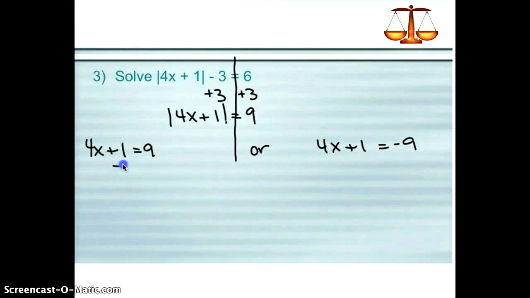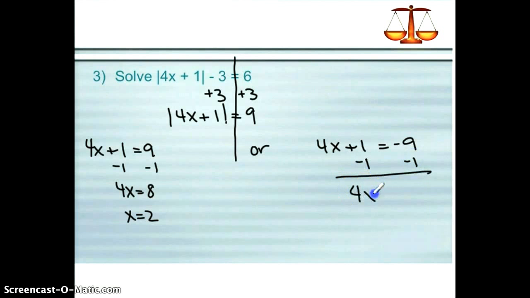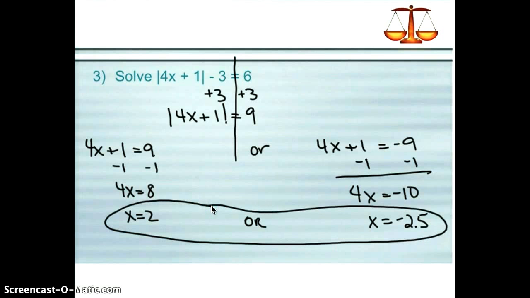So solving this, subtracting 1 from both sides, I get 4x equals 8. Dividing by 4, I get x equals 2. Okay, if I subtract 1 here, I get 4x equals negative 10. If I divide by 4, I get x equals negative 2.5. Either of these could be right. I'm going to leave that for you to check. I believe they are. And those are my 2 answers.